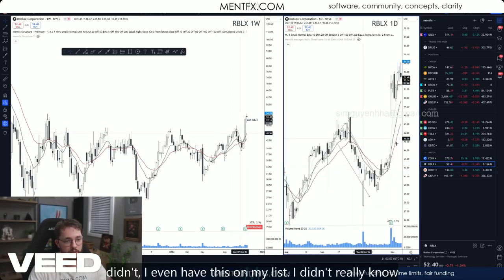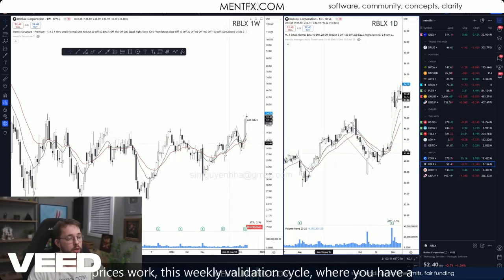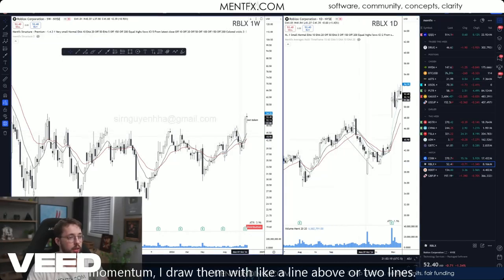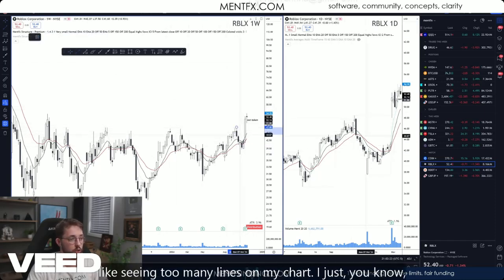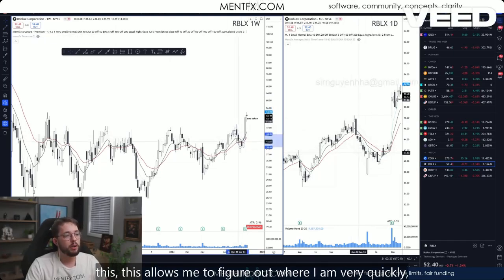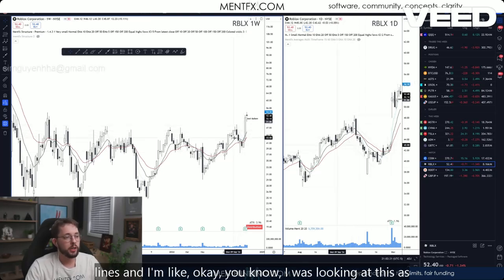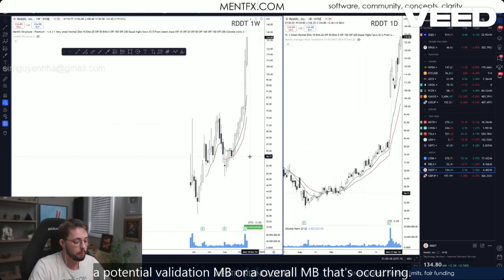Now, in all honesty, personally, I did not trade anything back here. I didn't really know about it, but if you take a look, because we understand how prices work, this weekly validation cycle has a momentum MB forming now. To mark momentum MBs, I draw them with a line above or 2 lines, and usually I use a very light gray because I don't like seeing too many lines on my chart. This allows me to figure out where I am very quickly. When I look at the weekly, I can see these lines and I'm like, okay, I was looking at this as a potential validation MB or an overall MB that's occurring.